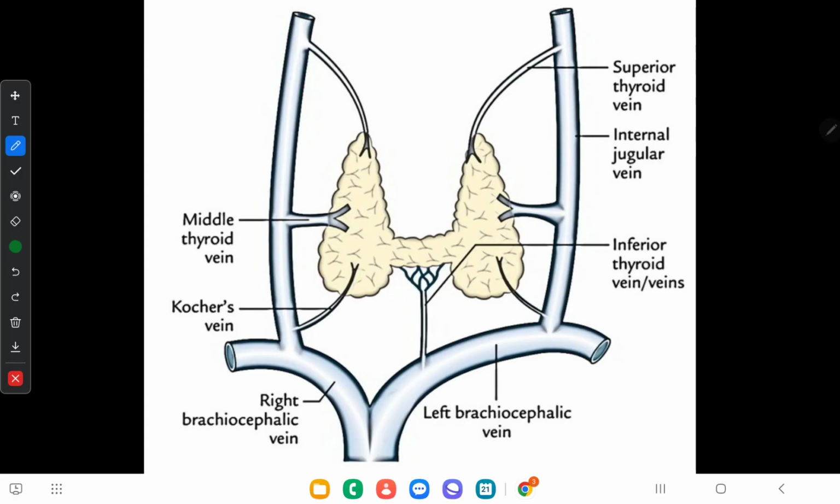In some people, there are two veins called Kocher's veins. This vein is present between the inferior and middle thyroid veins, and it also opens into the internal jugular vein. Remember that there is this vein also.